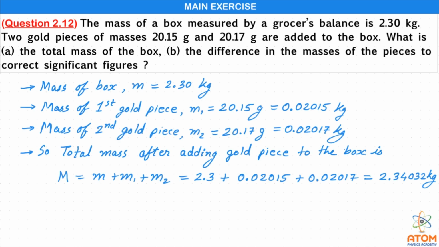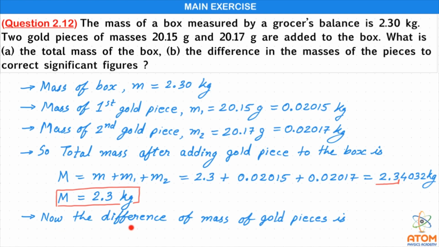So we have to keep only one significant figure after the decimal point in the final answer. That means I have to reduce this answer up to 3 only. So keeping that in mind, we can write the final answer M as 2.3 kilogram, because while removing this 4, this 3 will not be affected, will remain 3 only. So this is the first answer, that is the total mass after adding the gold pieces to the box.